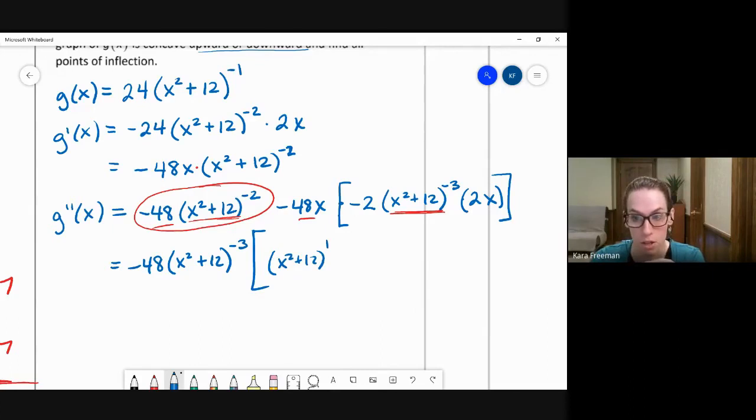Everybody good with that? In the next term, the whole x squared plus 12 term went away because we factored out all of it. Now let's see, we also factored out the 48 and the negative. So let's see what's left. We have this x times -2 times 2x. So it's actually going to be minus 4x squared. Are y'all okay with that?